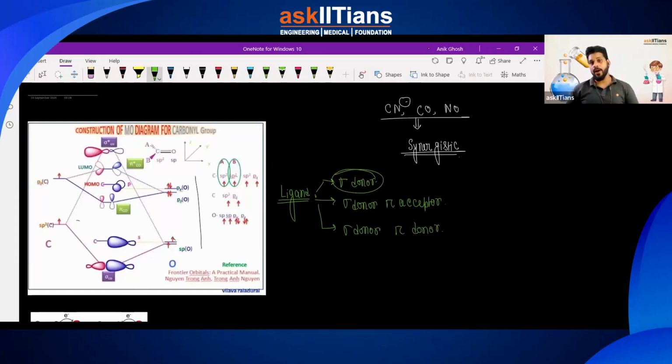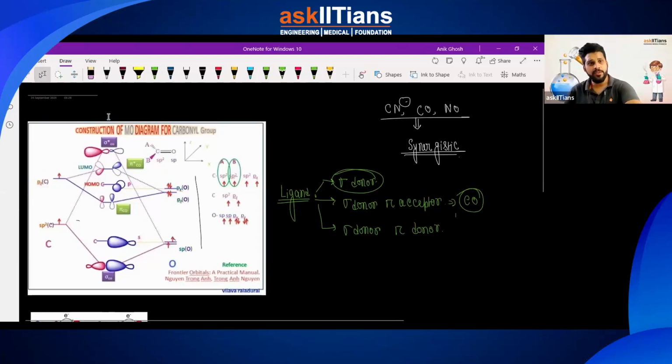But that's the point for the carbonyl system, guys. Carbonyl, cyanide, nitrosyl, they make double bonds. They make multiple bonds in there. Now for carbonyl, nitrosyl and cyanide, they come under sigma donor pi acceptor ligand. Now why are they like that? Okay.